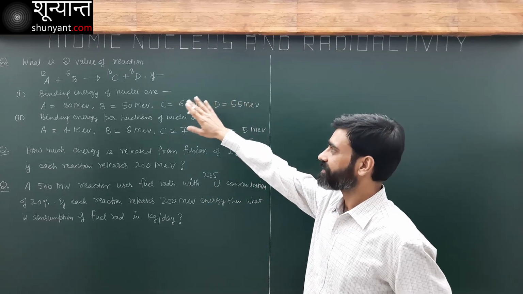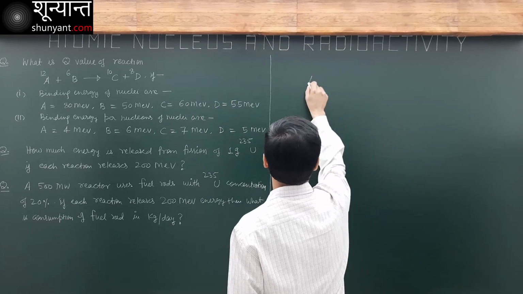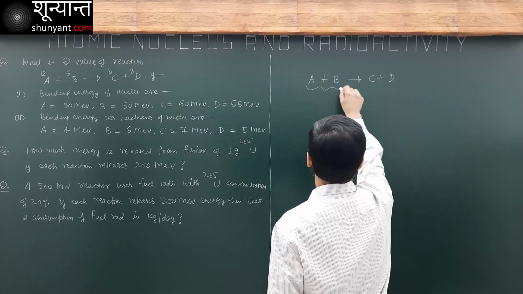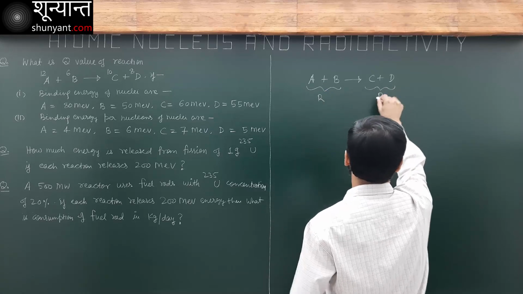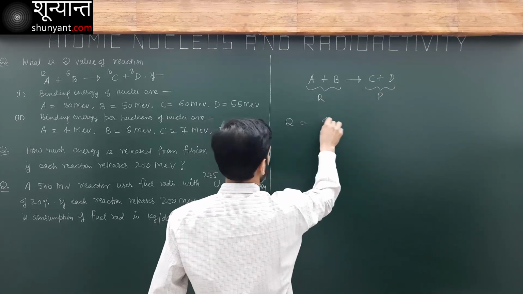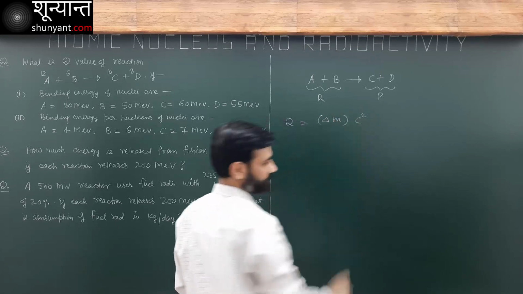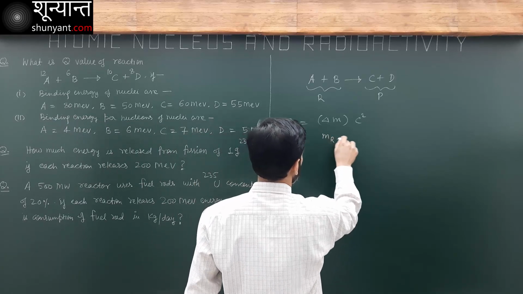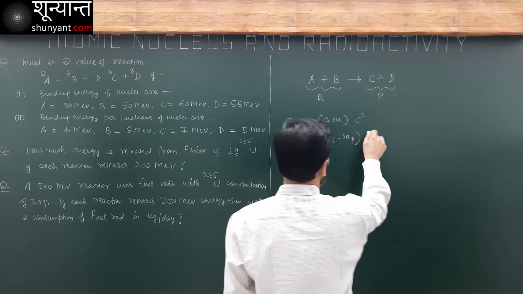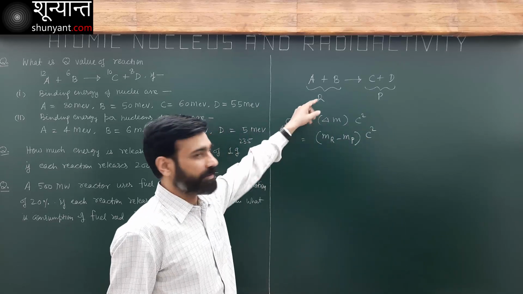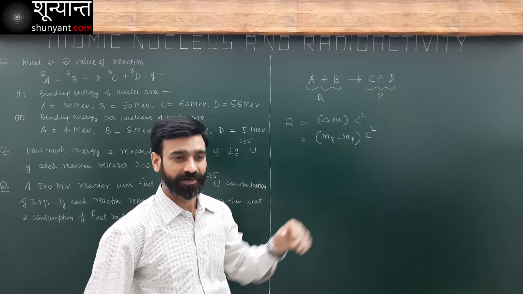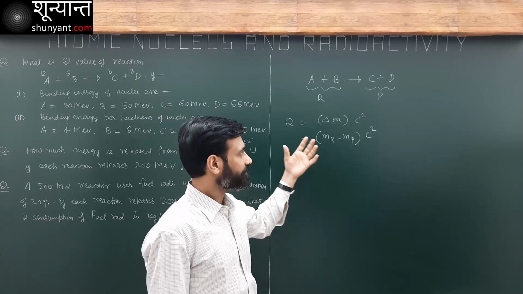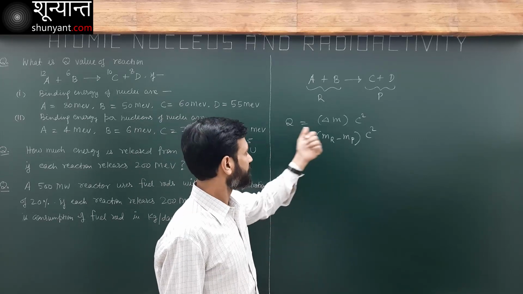First, let's look at this. If I have this nuclear reaction A plus B becomes C plus D, now this is reactant, and this is product. Now Q will be delta M times c squared. This is the Q value. It will be equal to mass of reactant minus mass of product, times c squared. If the mass of reactant is more than the mass of product, that means some mass has been converted into energy, then this will become exothermic. Then Q will be positive, delta M will be positive.